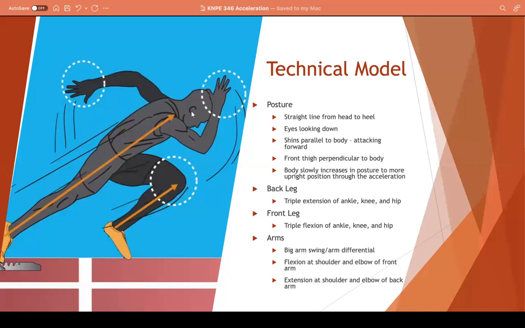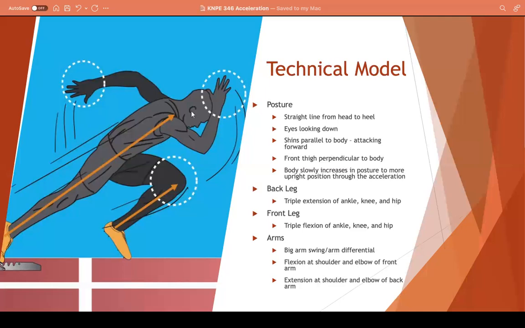Moving on to the legs, we're looking for triple extension of the back leg, that is extension at the ankle, knee, and hip, and triple flexion of the front leg, flexion of the ankle, knee, and hip, with a powerful knee drive forwards for the front leg. It is important that the front ankle is dorsiflexed at full knee flexion, so the force production is in the proper direction when it pushes down.